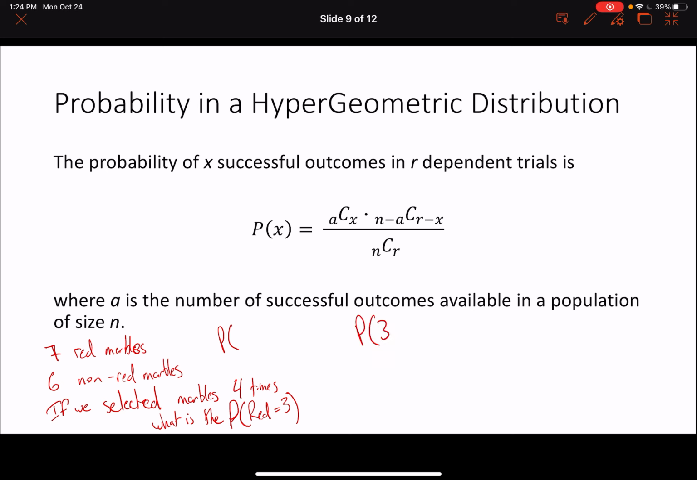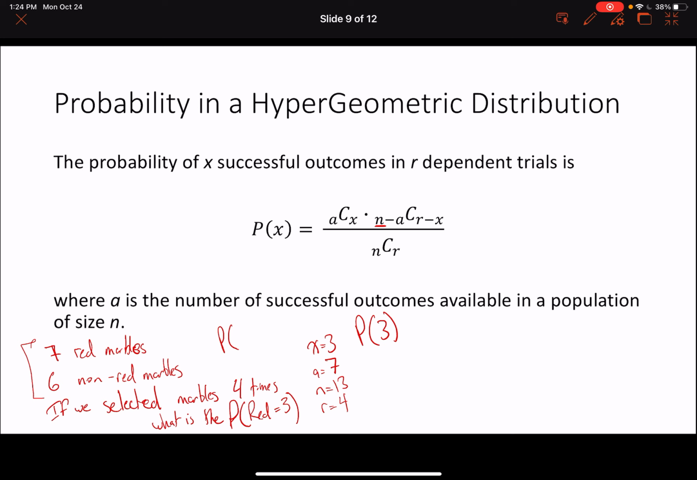Well, in this case, let's look over the formula. P of X is 3. In this case, what's A? Available successes. So how many available reds do we have? 7. What's X? Well, we already defined X. What about N? Well, that's the total number of marbles we have. So 6 non-red and 7 red marbles, so that is 13. What's N minus A? Well, that's just 13 minus 7. What is R? That's the number of trials we have. R equals 4.